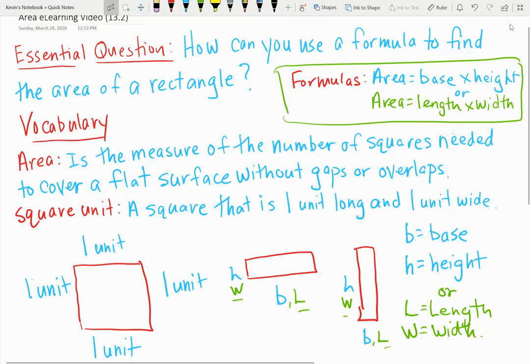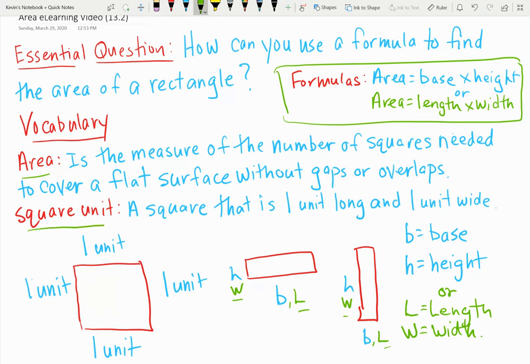Your essential question today is how can you use a formula to find the area of a rectangle? So think about that when we do some of our problems today. And some vocabulary I want you guys to know is area. Let's start with area first. So area is the measurement of the number of squares needed to cover a flat surface without gaps or overlaps.